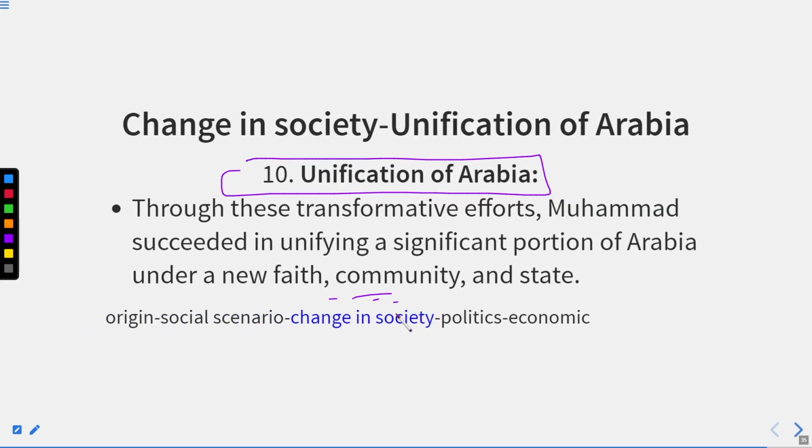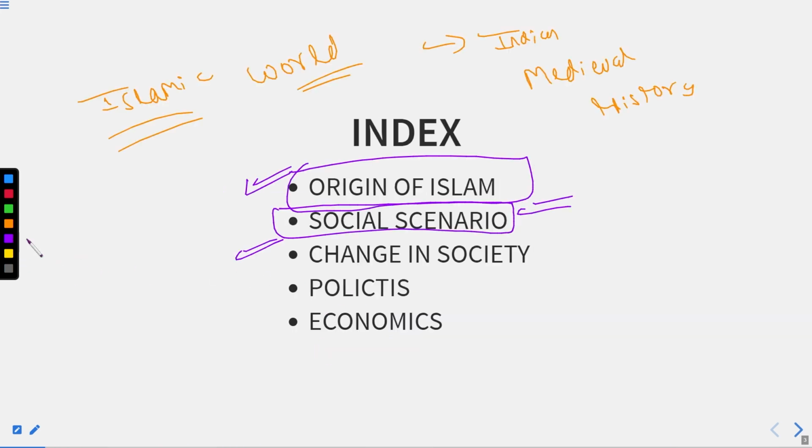Alright. So basically, students, with this, we have finished the two scenarios, the social scenario and the changing society. So you can say so far we have completed these three parts. In the next lecture we will complete the politics and the economics part. Till then, just revise the facts and figures properly and keep yourself ready for the next lecture. Okay, with this note, let's end this lecture and thank you.